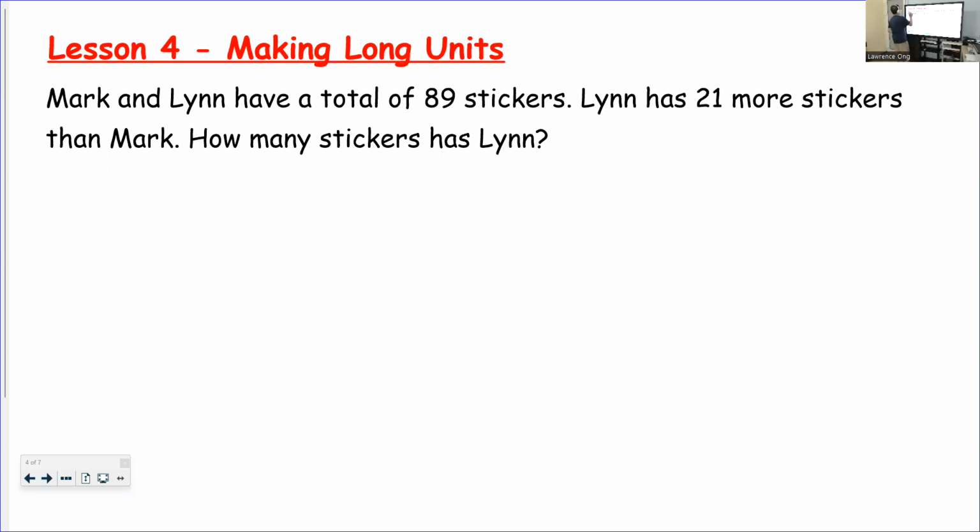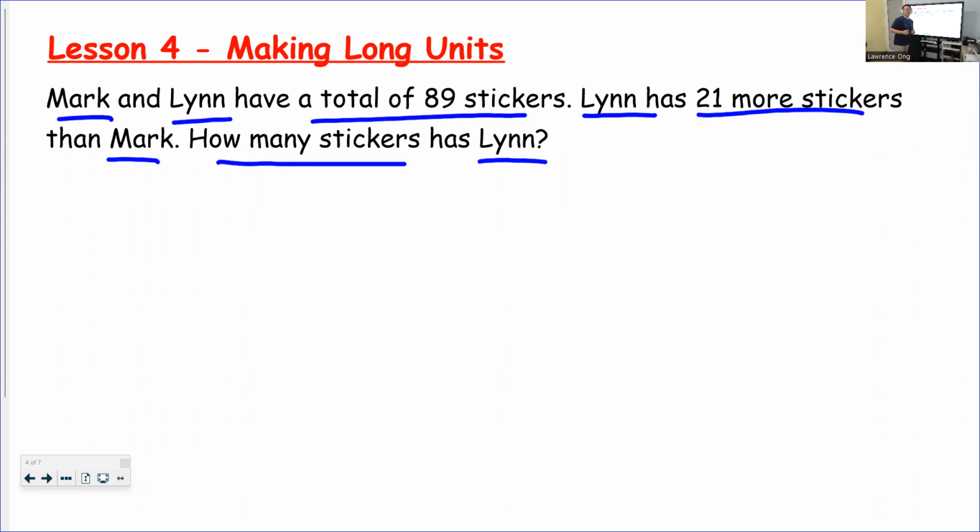So Mark and Lin have a total of 89 stickers. Lin has 21 more stickers than Mark. How many stickers has Lin? All right, how many stickers has Lin? So when you see the word more than, less than, that is a clue for comparison model.